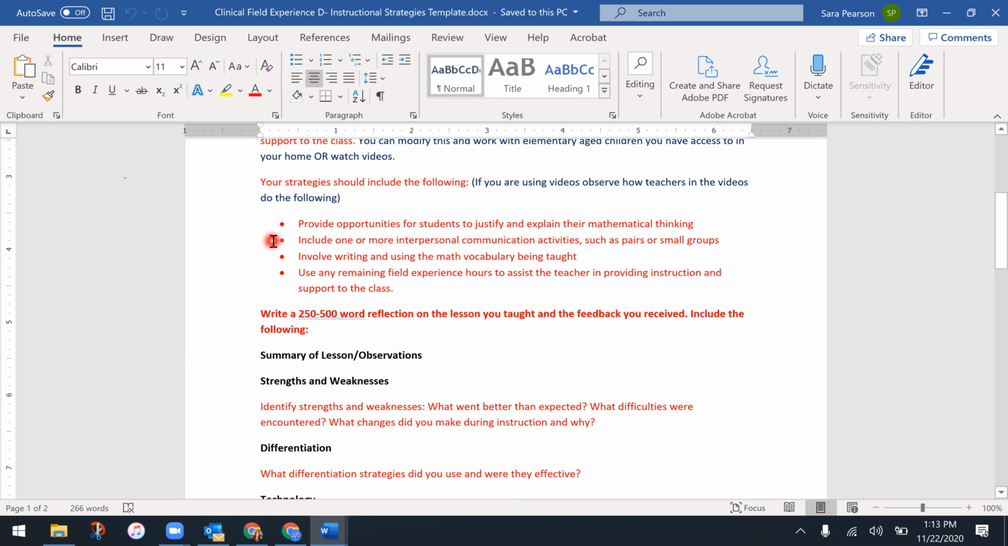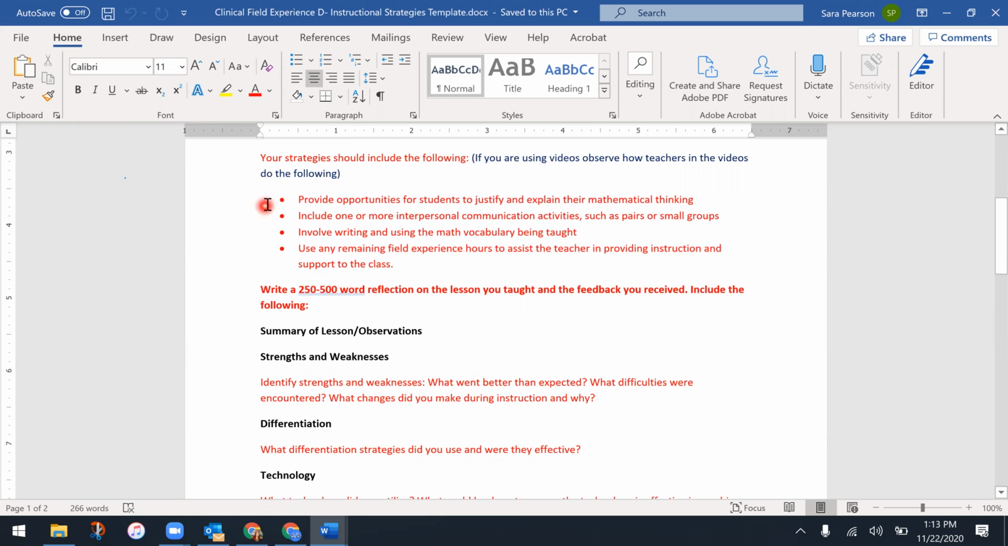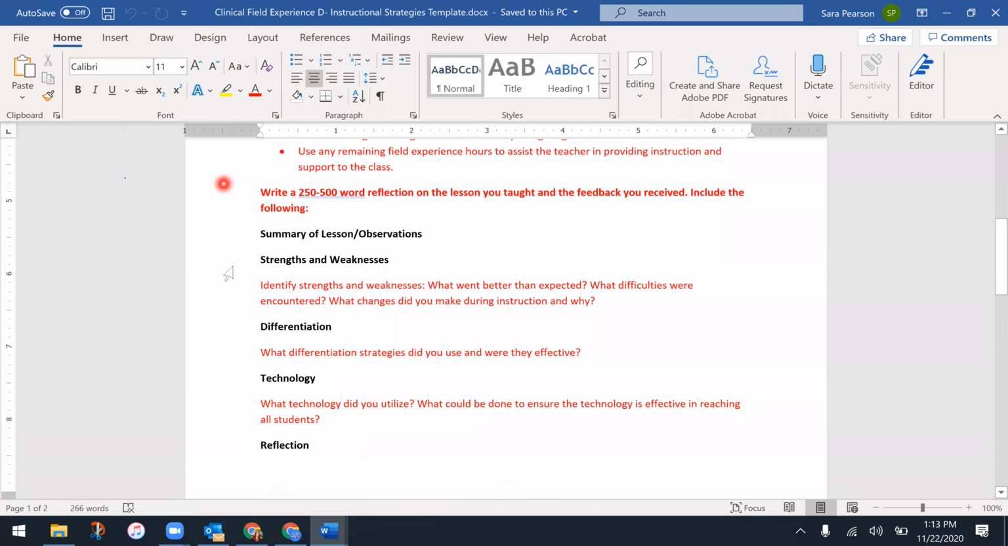The next area is one or more interpersonal communication activities such as pairs or small groups. This goes into what I was talking about: in the virtual environment, it might be a little harder. So how are you trying to get those interpersonal communication activities if you are in a virtual setting? And how did you involve writing and math vocabulary being taught? Those are all things that you're going to think about when we come to the write-up. So let's look at what we're writing.